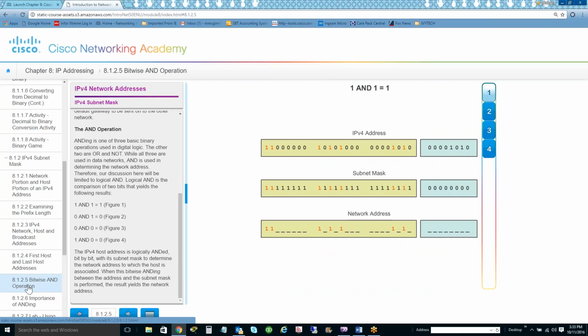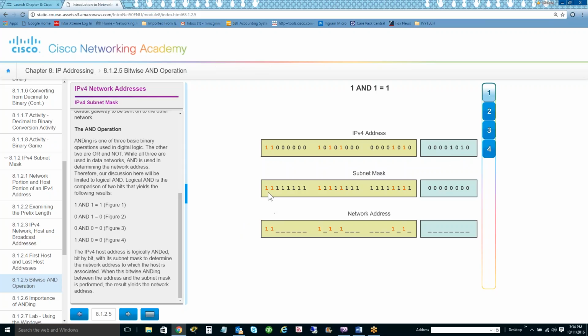So in 8.1.2.5, they talk about the bitwise AND operation, and this can be a little confusing, and so I'm going to take you through this a little bit. Basically what it's doing is explaining to you how the mask works at a binary level. And in this example, we have an IPv4 address here, and what that address is isn't really important. What matters is that this is the binary representation of the 4 octets.